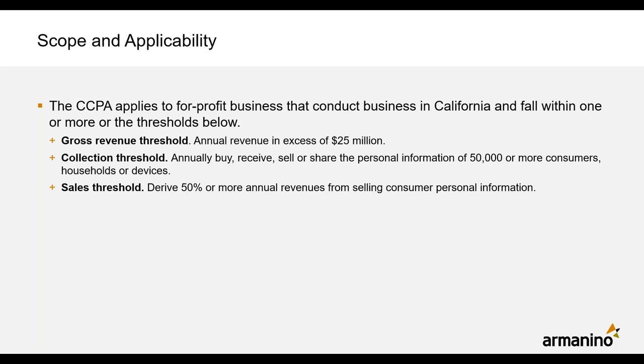You also have a sales threshold, whereby if 50% or more of your gross annual revenue comes from selling personal information, that would put you into scope. So you need not meet all three thresholds to have this law apply to you. One or more is sufficient. And again, you have to be a for-profit organization. It doesn't apply to not-for-profits. Okay, that's interesting.